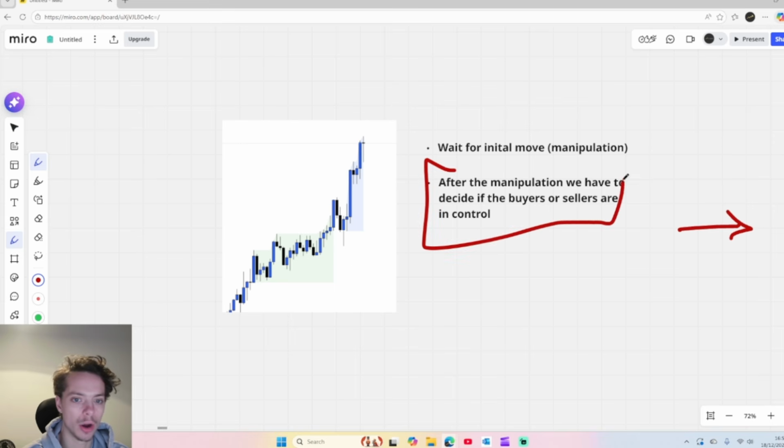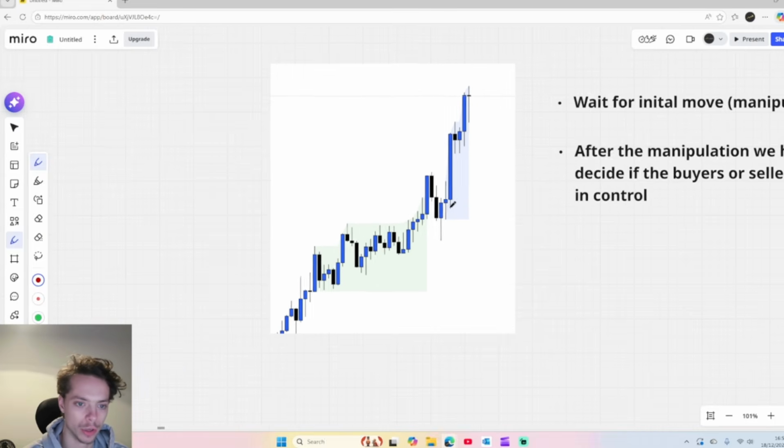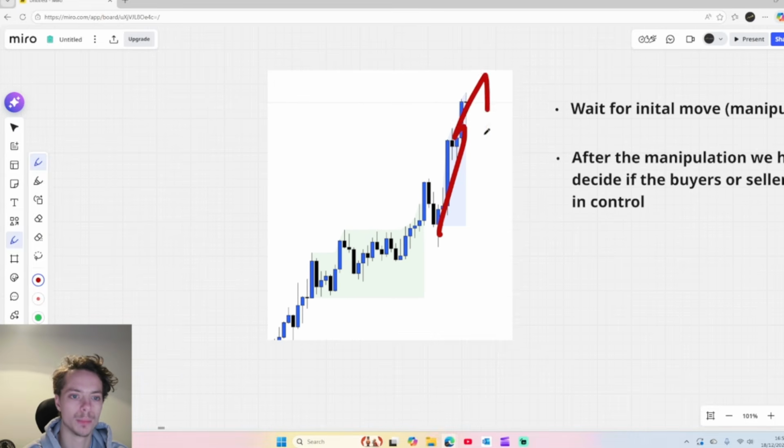And then as you can see, after the manipulation, we have to decide if the buyers or the sellers are in control. So first of all, wait for this move. Now this move here is going to happen from probably about 7 to 9. I'd say that is the best time for it to happen. It doesn't have to be at that time, but most likely 7 to 8, 7 to 9, that type of movement. The more you look at the London session, the more you'll be able to realise what's going on.